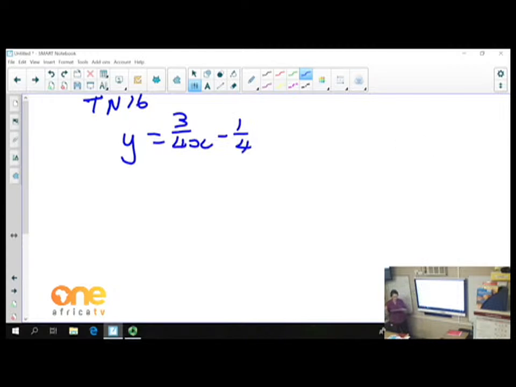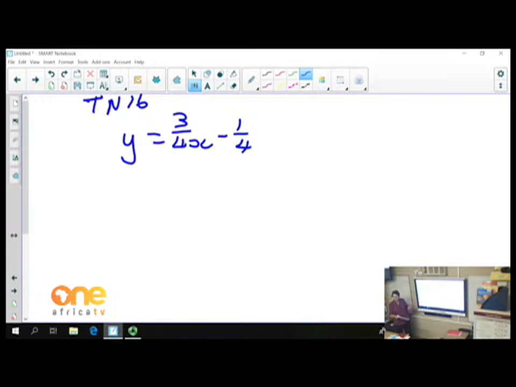Look what they say. I want you to look at the last few years. They ask the question every time like this, try now 16. So look at that one. They say, write each of the equations in the form ax plus by plus c. What does that mean? It means I want everything on the left-hand side and I want no fractions.